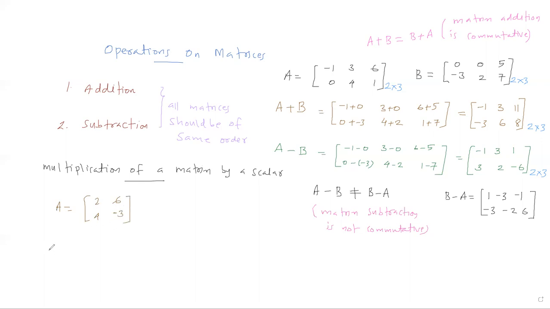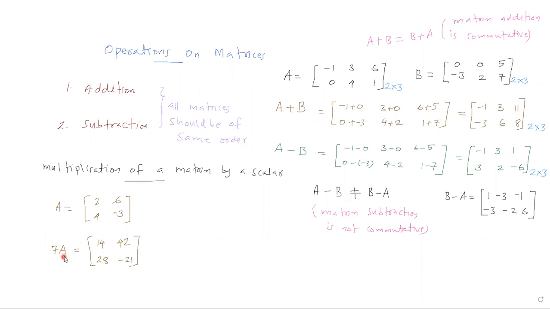If you want to multiply this matrix with a scalar, say 7, that is 7A. If you want to multiply a matrix with a scalar, what you have to do is multiply every element. 7 into 2, 14; 7 into 6, 42; 7 into 4, 28; 7 into minus 3, minus 21. Okay, so that is not multiplying two matrices. It is multiplication of a matrix by a scalar.